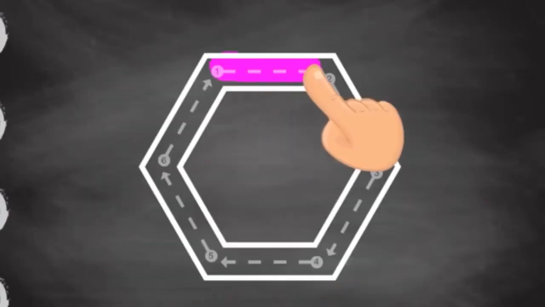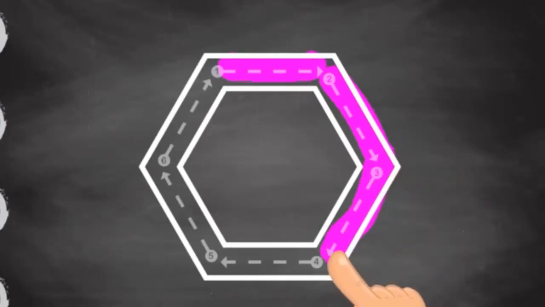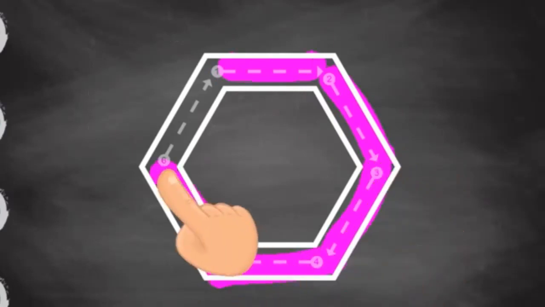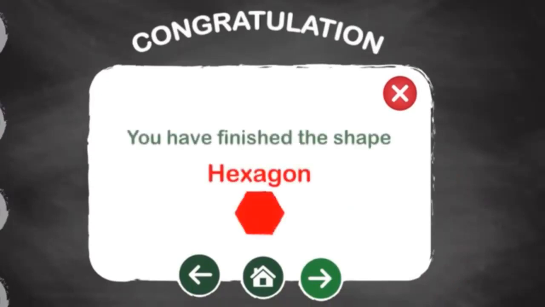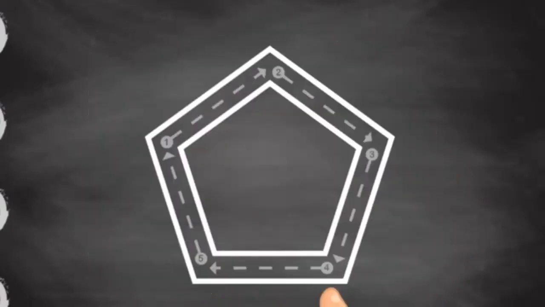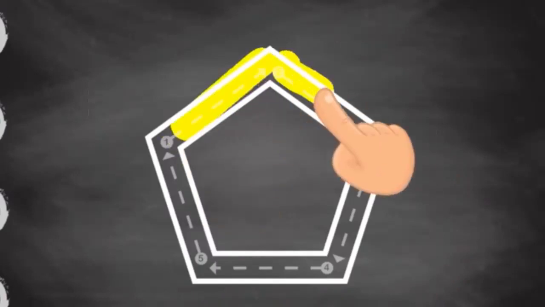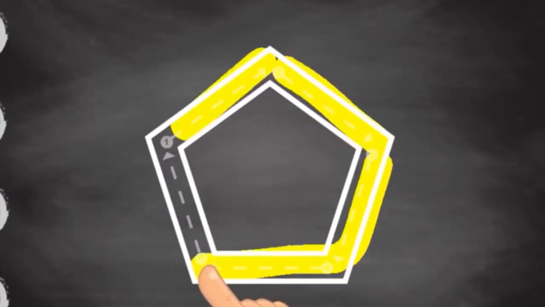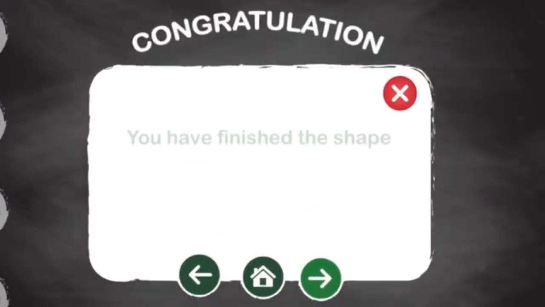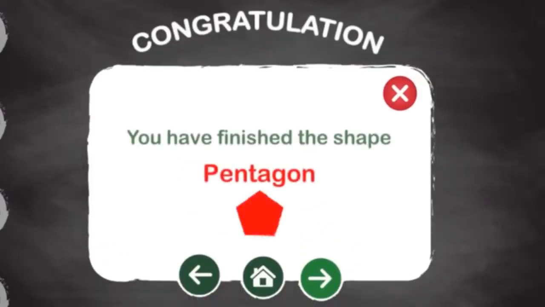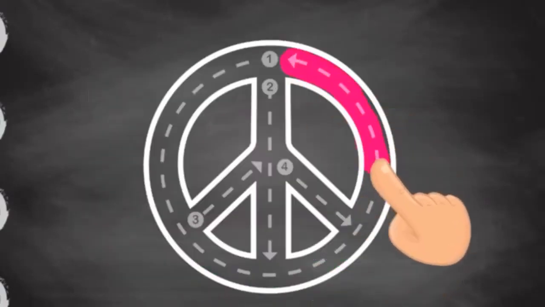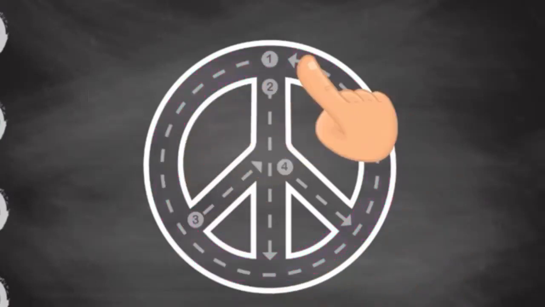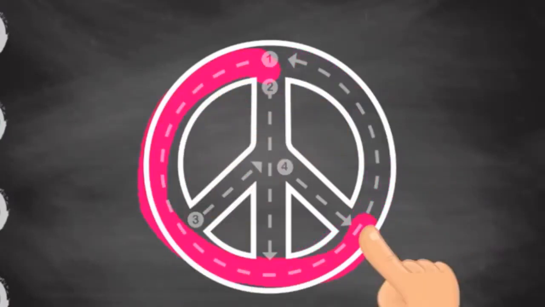That has too many sides. 5, 6 sides. That's a hexagon. 1, 2, 3, 4, 5, and that's a pentagon. 5 sides. Oh, that's a sign. What sign is that? Let's learn. It's not easy to make.